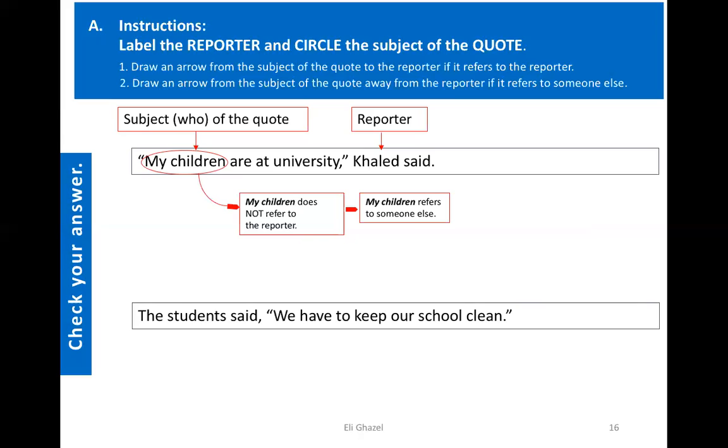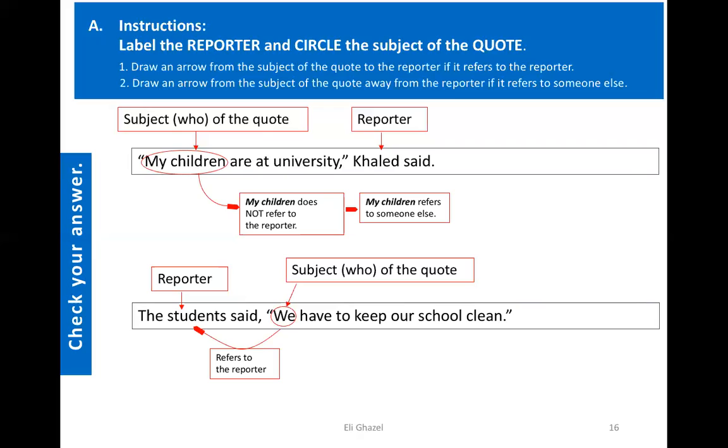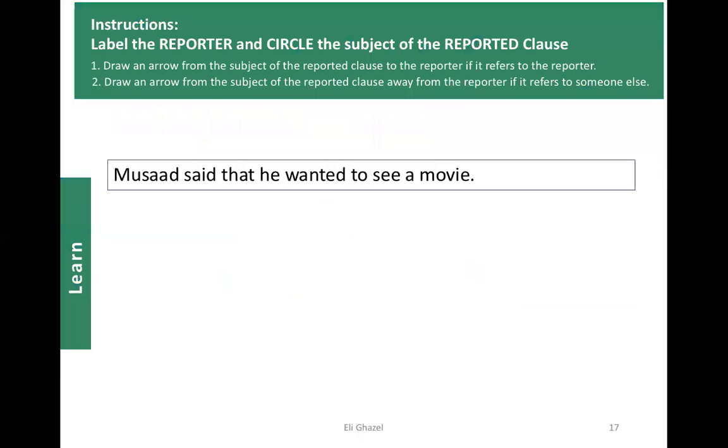Okay, let's look at the second one. The reporter, the students. The subject of the quote is we. What we need to find out, does the we refer to someone else or does it refer to the reporter, the students? It refers to the reporter, to the students.